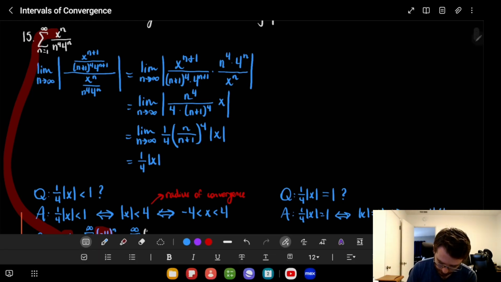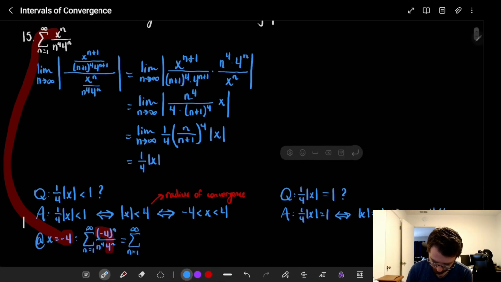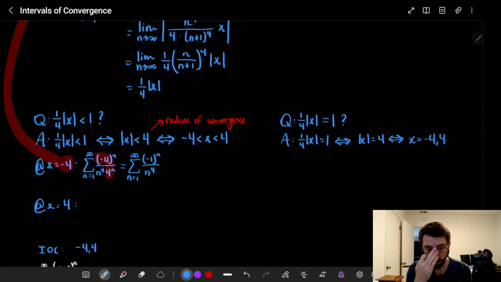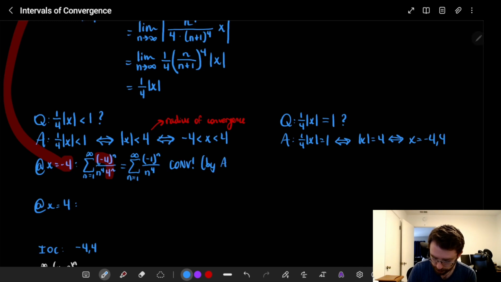So this is really just -1 to the n over n to the 4th power. And that is something that hopefully by this point we can just say converges. You can apply any number of tests to determine that. I would just say, by the alternating series test probably.